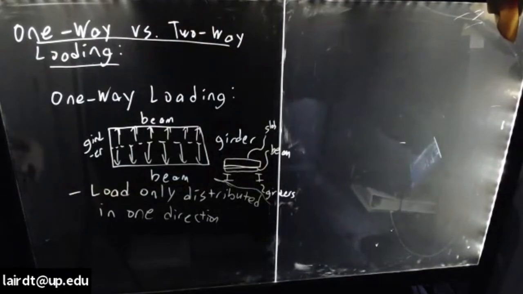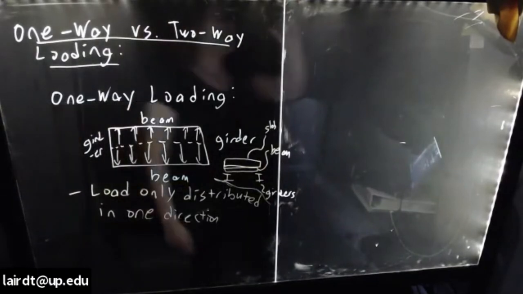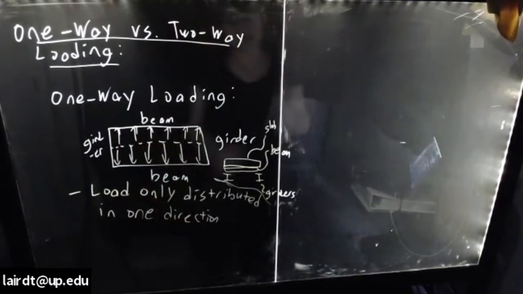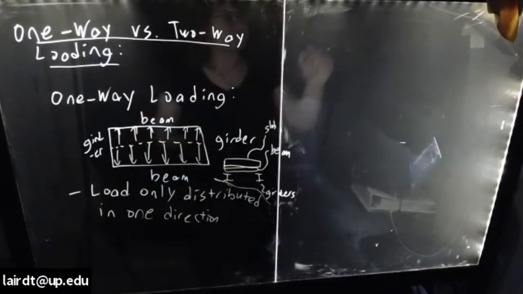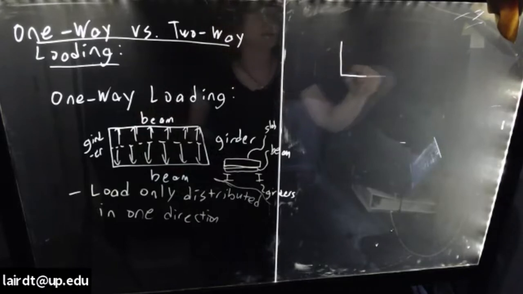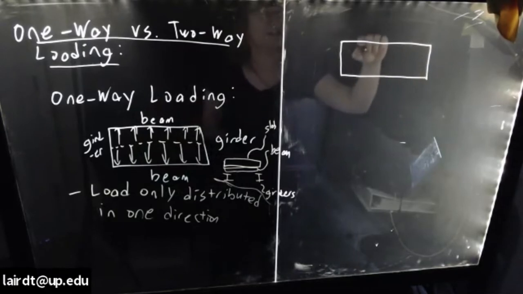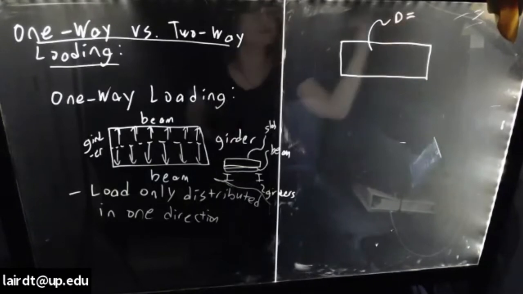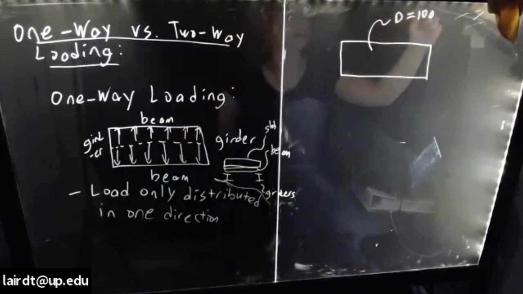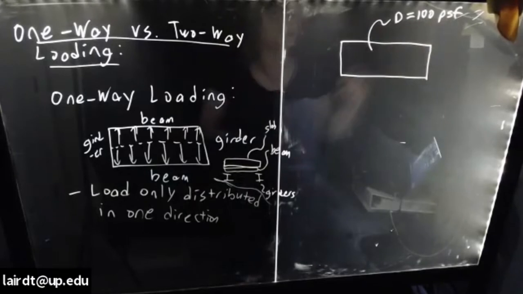And this example is going to really illustrate how we transform area loads into distributed loads, or into line loads, I should say. So let's say we have something like this. Let's say we have a slab with a dead load equal to 100 PSF. That represents just the dead weight of the slab itself.